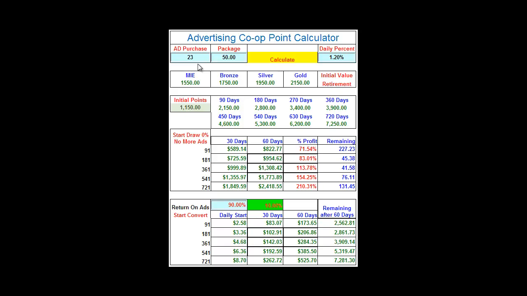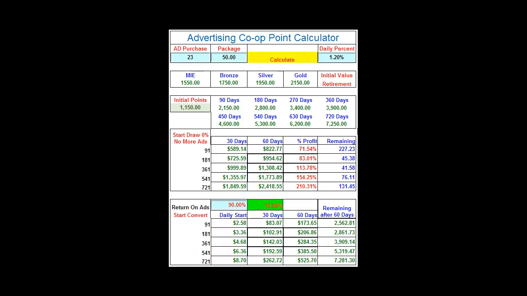The third block of numbers show your initial starting points and how they grow over time based on daily pay at the daily percentage. The points grow in this example to 2150 in 90 days, all the way to 7250 in 2 years, providing you are continuously rebuying 100% of your profits. Remember, your points grow because you rebuy new advertising with the profits every day. They are points spent on advertising and not cash. The points earned are based on the profits from customers generated from the advertising.